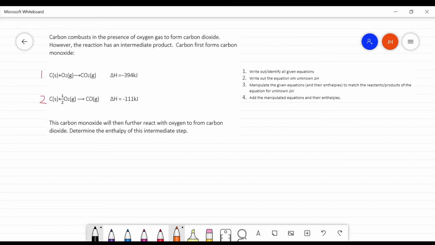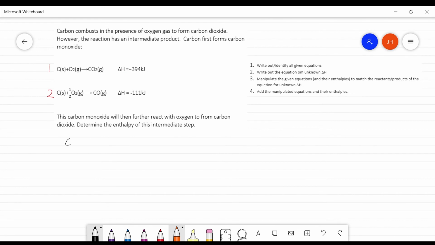Now the next thing that we need to do is write out the equation of the unknown enthalpy. At the moment, we don't know what the enthalpy change is going from carbon monoxide to carbon dioxide. We know though that carbon monoxide will react with oxygen to form carbon dioxide, and at the moment, delta H is unknown. Now at the moment, this equation isn't balanced, so we're going to be reacting with half a mole of oxygen to ensure that we have the right number of oxygens there to form our carbon dioxide. I'm also going to label this reaction as number 3.